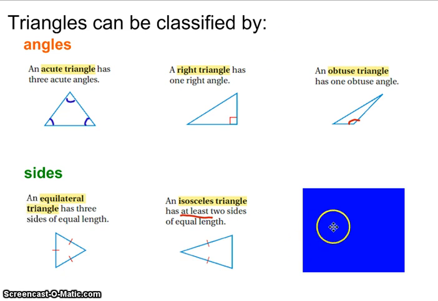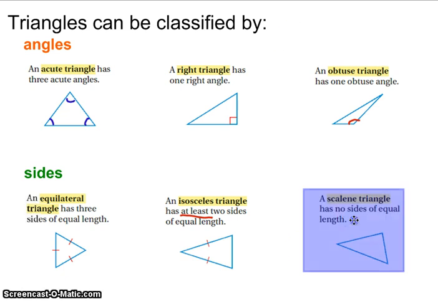And the last one, when all three are different, we call that a scalene triangle. It has no sides of equal length. We can also indicate that with tick marks if we wanted to, just to make sure we understood that none of these are the same. So none of them will have the same number of tick marks. Sometimes you'll see that too for a scalene triangle.